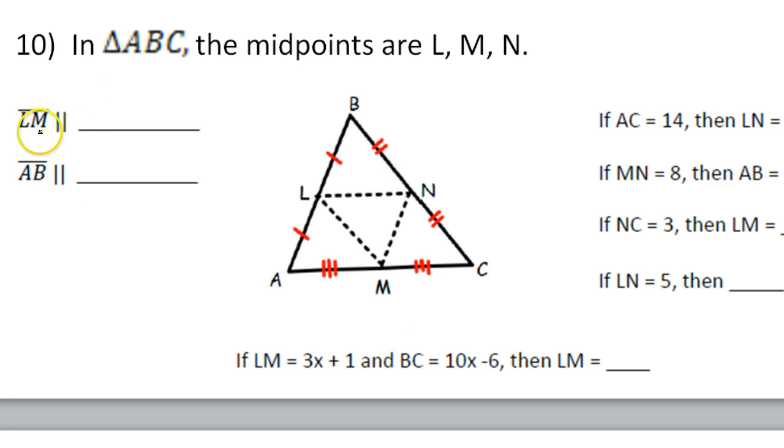So, LM is here. So that's going to be parallel to BC. Okay. AB is right here. That's going to be parallel to MN.